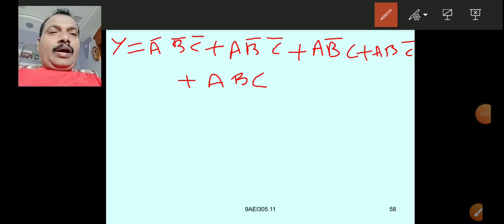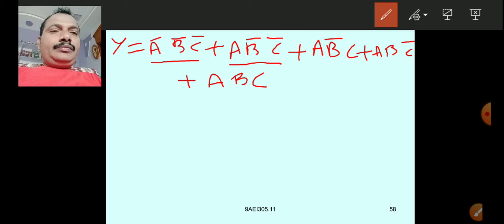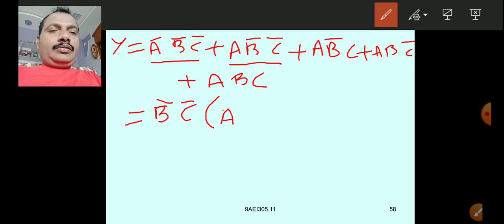Method 1 is applying Boolean laws. Let us consider these two terms, this term and this term. Out of these two terms, what are the common elements? The common elements are b bar, c bar. Let us take b bar c bar common, then a bar plus a.